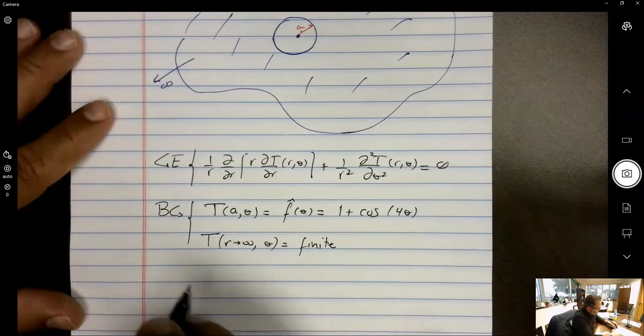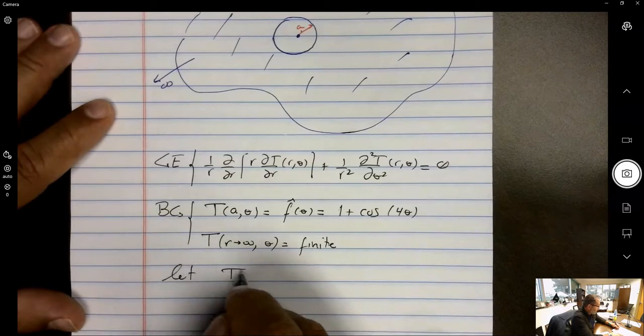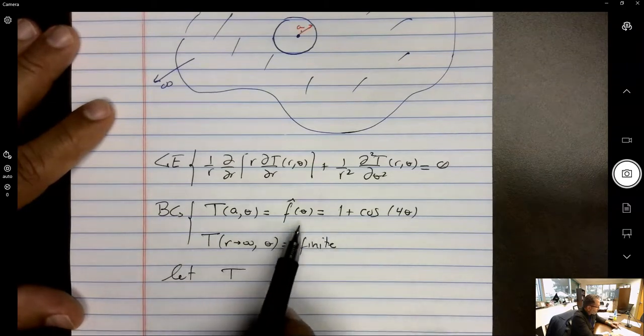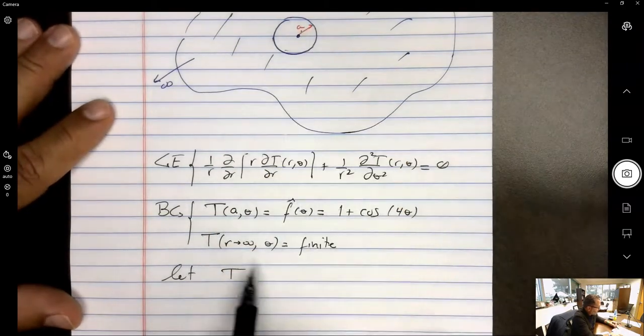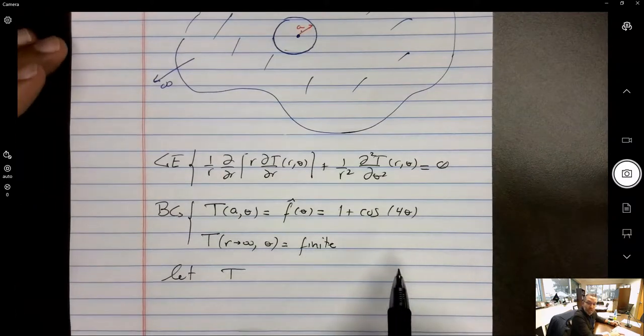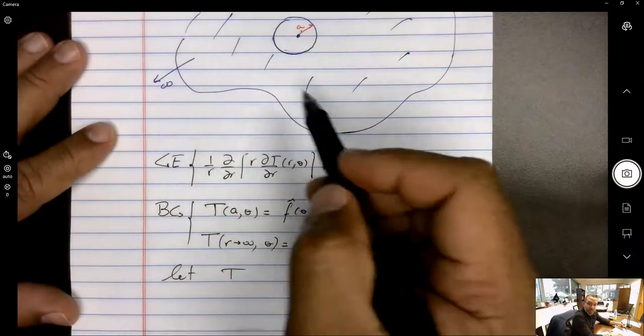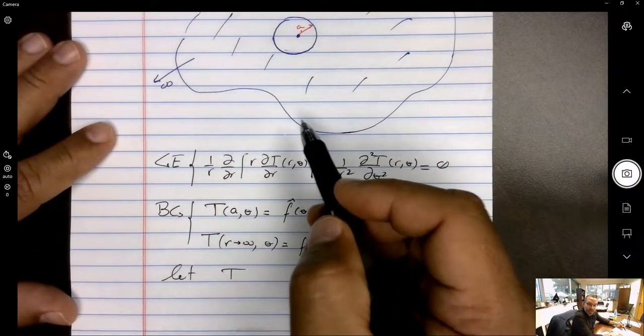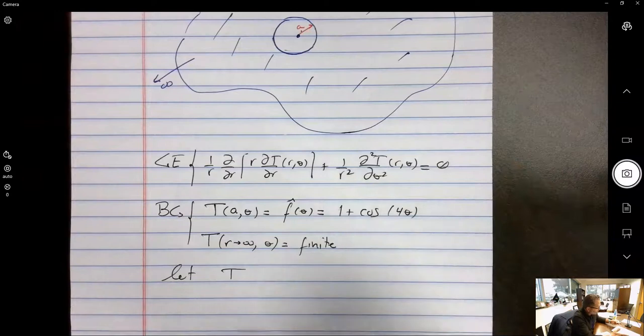So again, this problem has a non-homogeneous condition, and the condition at infinity is homogeneous. And also there's periodicity, right? It's a full circle. So the solution at theta should be equal to the solution at theta plus 2 pi. So that's another condition.